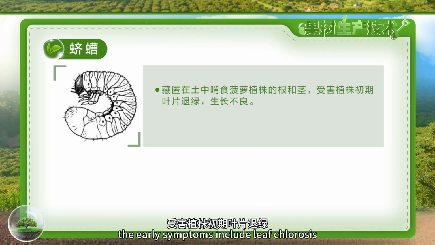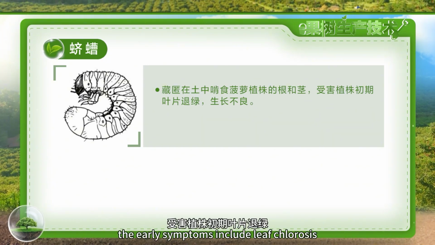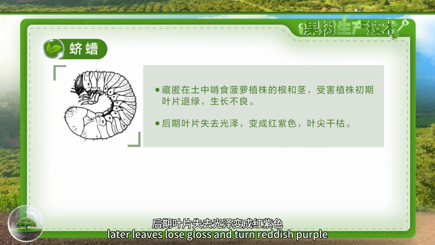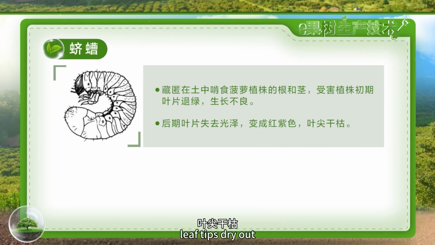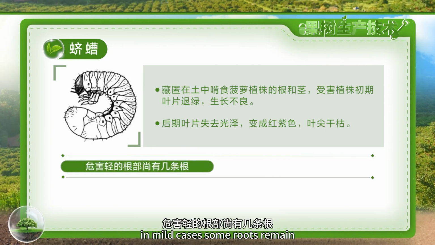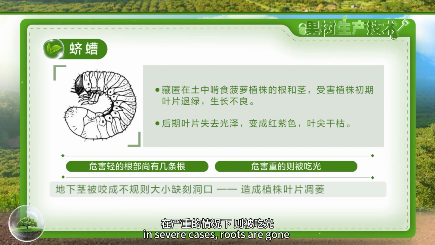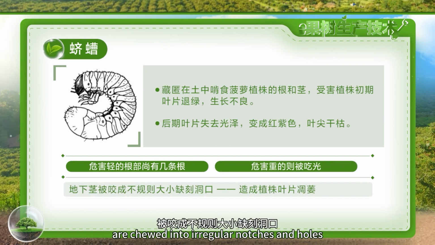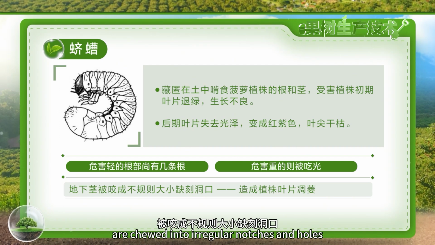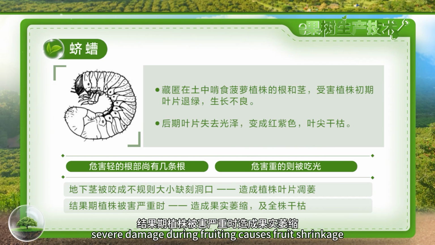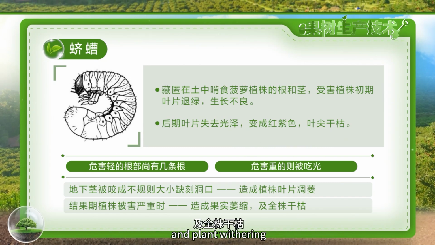If bitten, the early symptoms include leaf chlorosis and poor growth. Later, leaves lose gloss and turn reddish-purple. Leaf tips dry out. In mild cases, some roots remain. In severe cases, roots are gone. Underground stems are chewed into irregular notches and holes, causing leaf wilting. Severe damage during fruiting causes fruit shrinkage and plant withering.